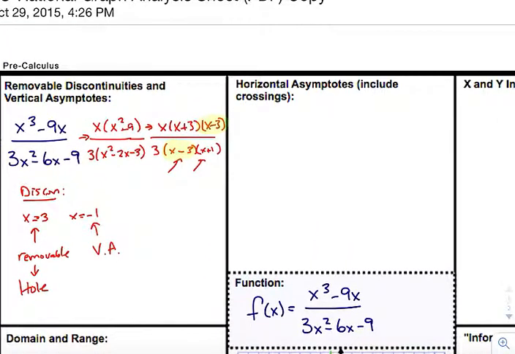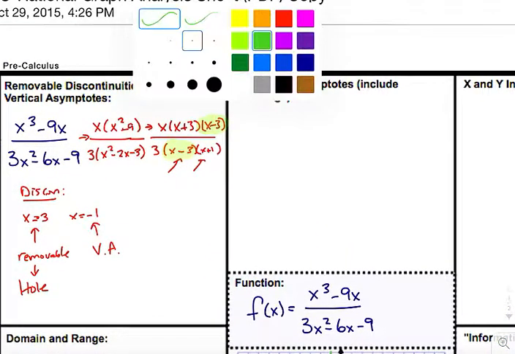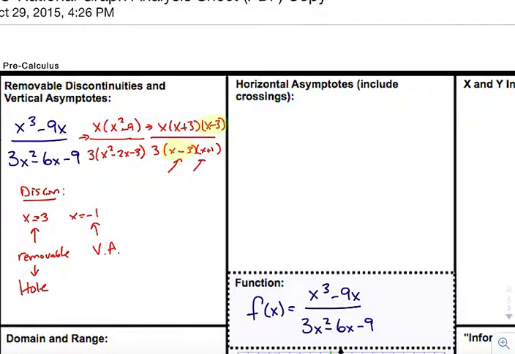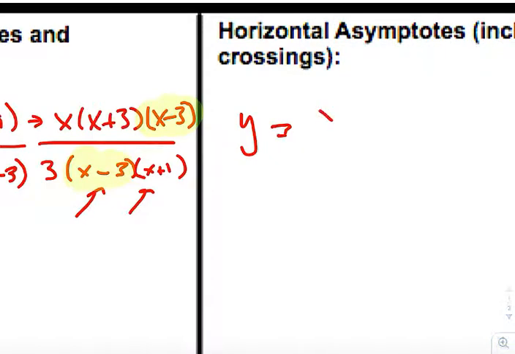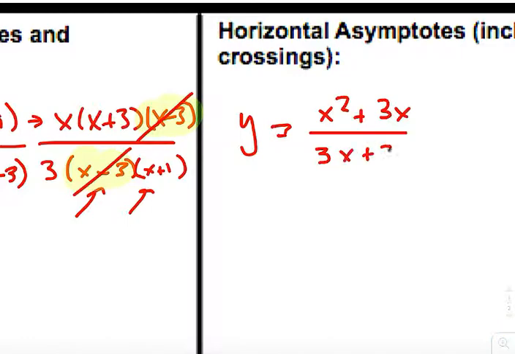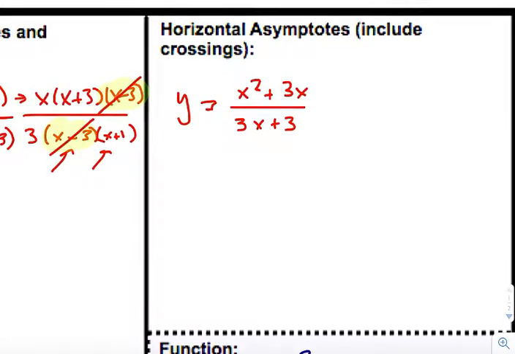Now that we removed a term, we can actually use just the remainder part of the function to do the rest of our analysis. So we'll see we have this function y. On top we just have an x times x plus 3, and so that becomes x squared plus 3x. Again, these are gone, so I'm not going to consider them. On the bottom I just have 3 times the quantity, well actually let's go 3x plus 3 on the bottom. Okay, so now we can find our horizontal asymptotes.